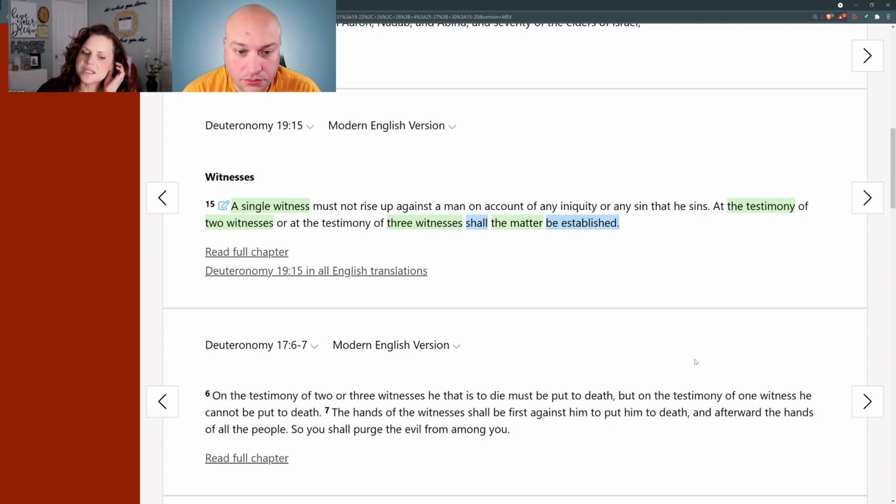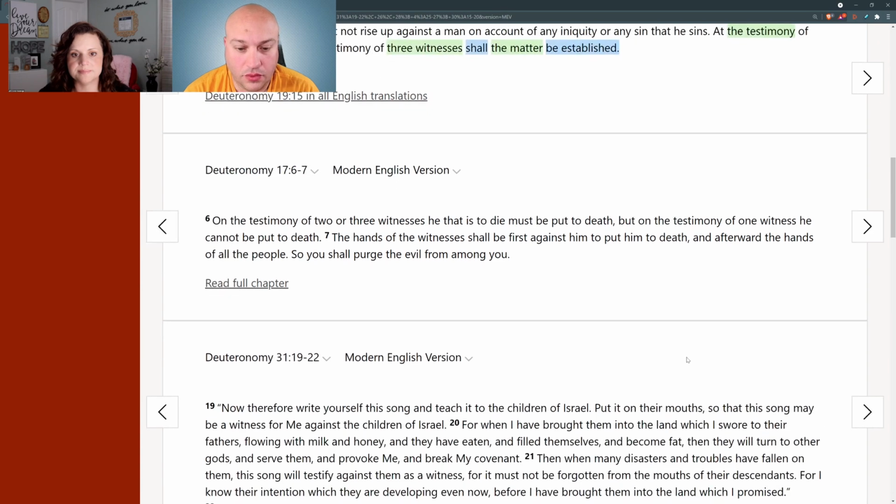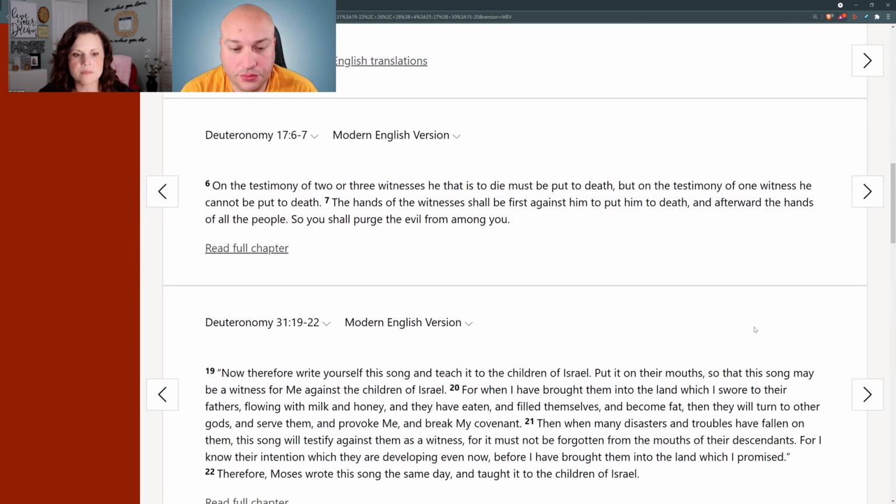Deuteronomy 19:15, a single witness must not rise up against a man on account of any iniquity or any sin that he sins. At the testimony of 2 witnesses or at the testimony of 3 witnesses shall the matter be established. All right, go ahead and read this. Deuteronomy 17, verses 6 through 7, on the testimony of 2 or 3 witnesses, he that is to die must be put to death. But on the testimony of 1 witness, he cannot be put to death. The hands of the witnesses shall be first against him to put him to death, and afterward the hands of all the people. So you shall purge the evil from among you.